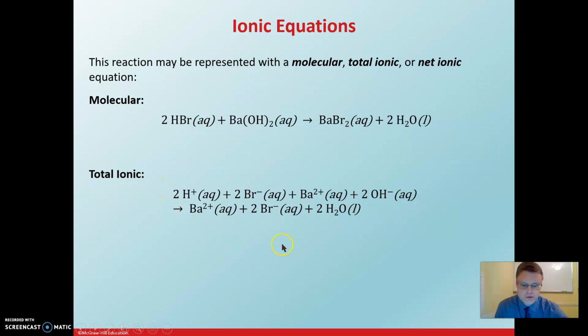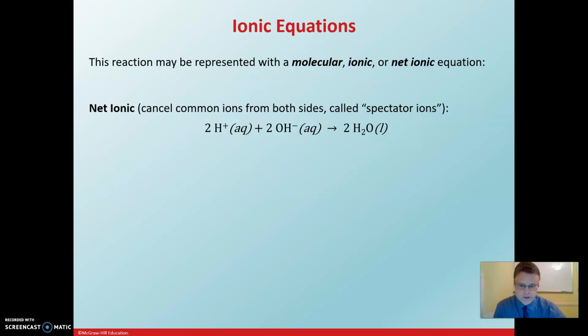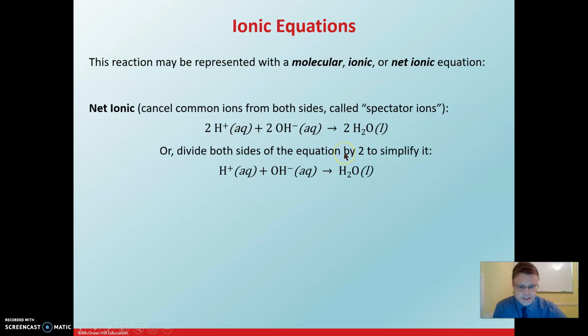If we do this with this equation, we get a net ionic equation, which for this particular reaction is 2 H+ plus 2 OH- going to form 2 H2O. You'll notice we've got all these twos here, so we can divide both sides by 2 to simplify it, and write H+ plus OH- going to form H2O. And that would be the net ionic equation for this neutralization reaction.